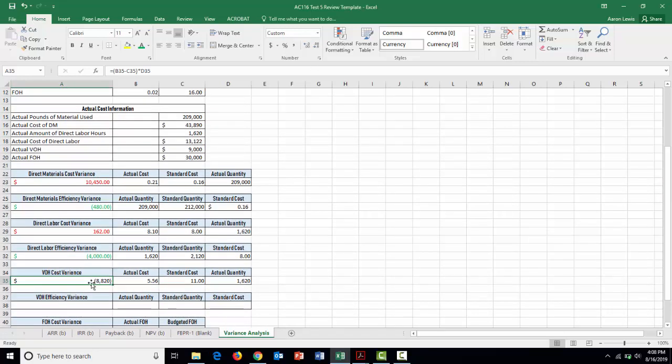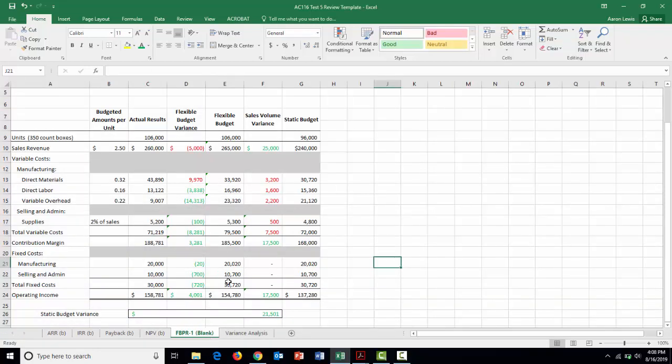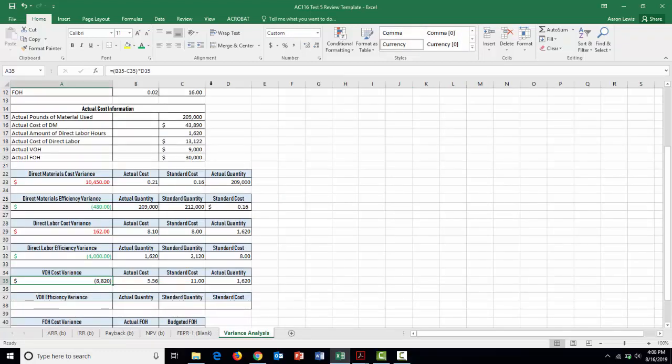Again, our cost is way less than our standard cost. As you can see over here, from variable overhead, we had a very favorable variance. The reason being, our costs just weren't anywhere near what we thought they were going to be, so that's favorable.